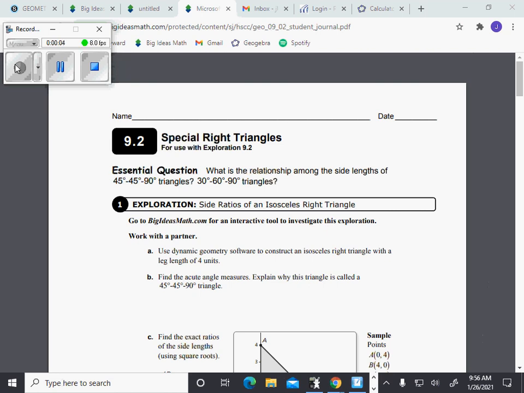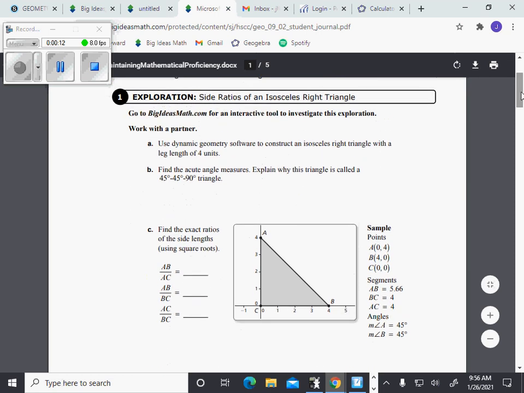9.2, we are still talking about right triangles. In 9.2, we're talking about special right triangles, and I'll get into that in a second. This first part says go to GeoGebra and construct a triangle with side lengths of 4 units.